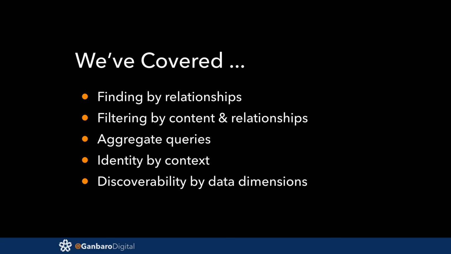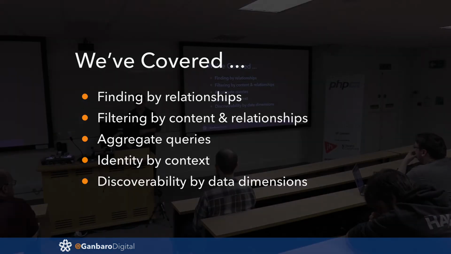So we've covered quite a lot with graph databases, going from absolute zero. I've shown you how to find things by their relationships. I've shown you how you filter what you find in the match statement. I've shown you how to filter them in the where clause using both the content and the relationships as well. I've introduced you to several aggregate queries and shown you how to do those and how to structure those. I've discussed using relationships to give identity to records. And I've introduced you to data dimensions in order to help you make records more discoverable. That's CYPHER. What do you think?